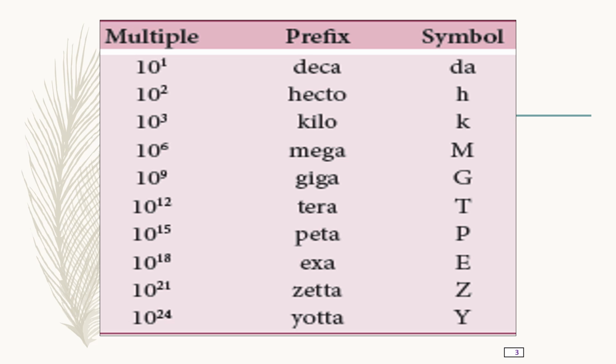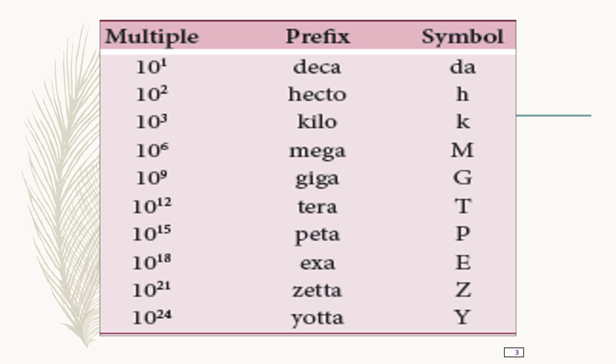10 power 6, mega, M. 10 power 9, giga, G. 10 power 12, tera, T. 10 power 15, peta, P. 10 power 18, exa, E. 10 power 21, zetta, Z. 10 power 24, yotta, Y.